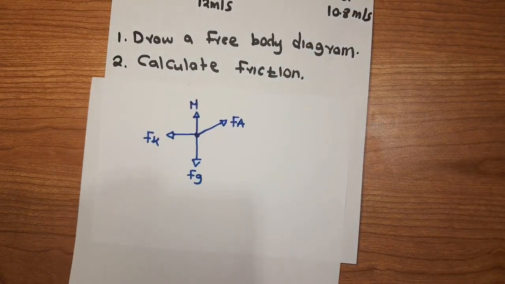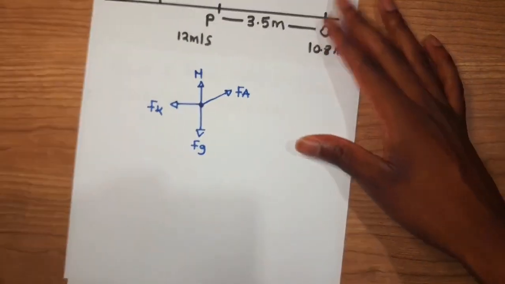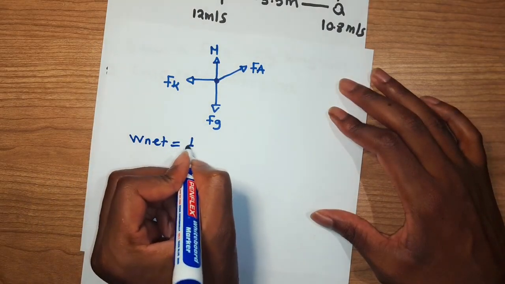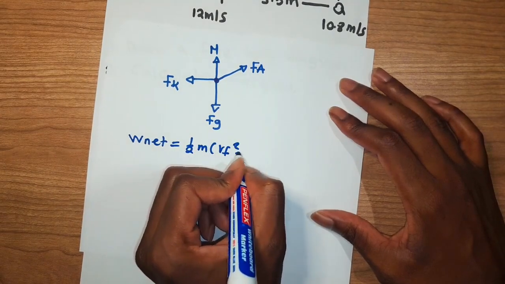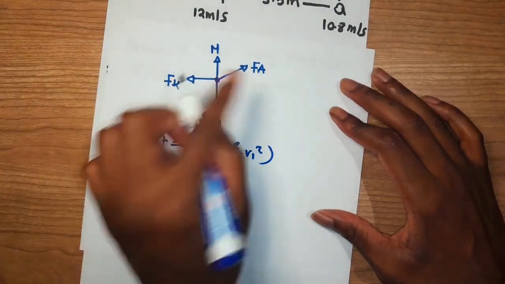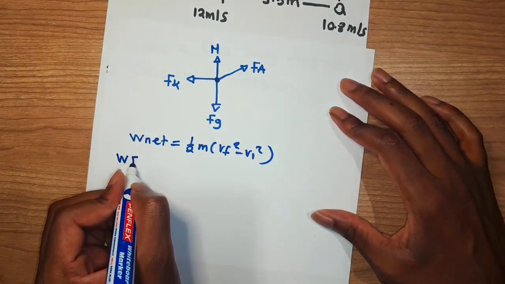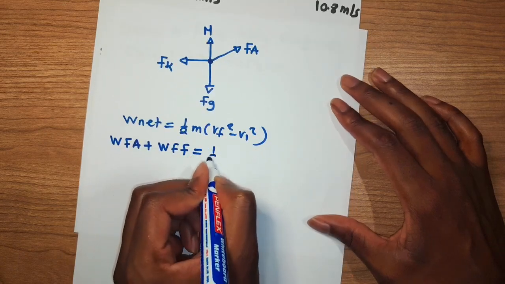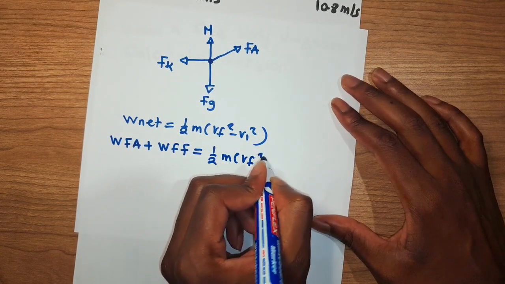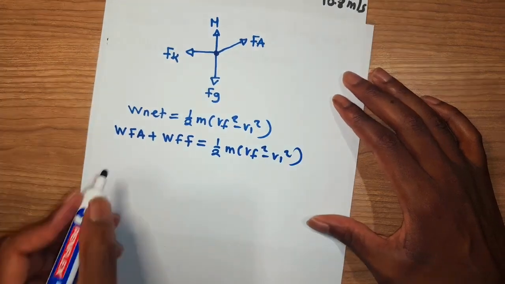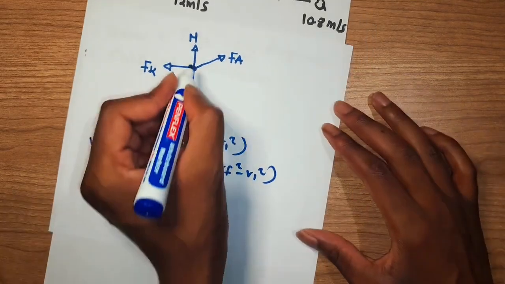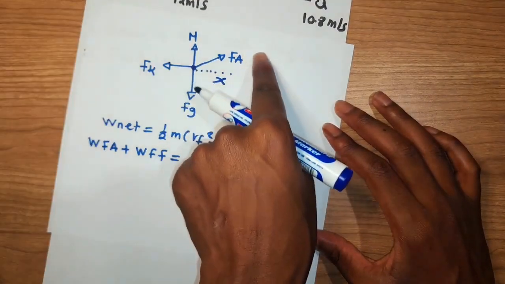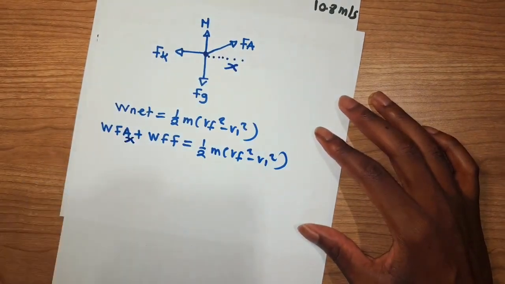Now the question says calculate friction. So we are using the work done formula to calculate friction, right? Remember that the net work equals half mass times V final squared minus V initial squared. On this problem, we're going to have the work done by the force applied plus the work done by friction equals 1 over 2 m times V final squared minus V initial squared. The work done by the force applied, because it is on an angle, remember we are looking for the X component. We are not just looking for this one. We are looking for the force applied in the X direction, right?